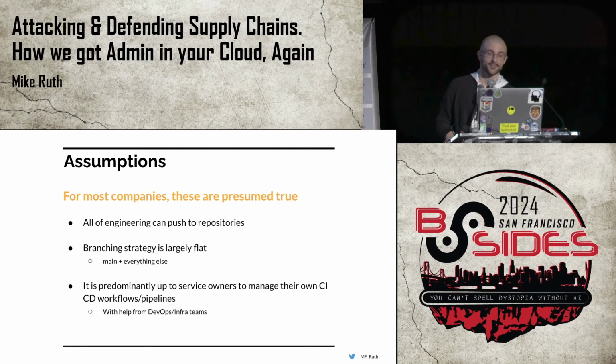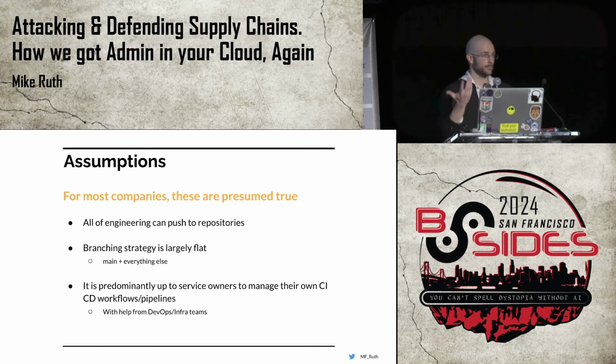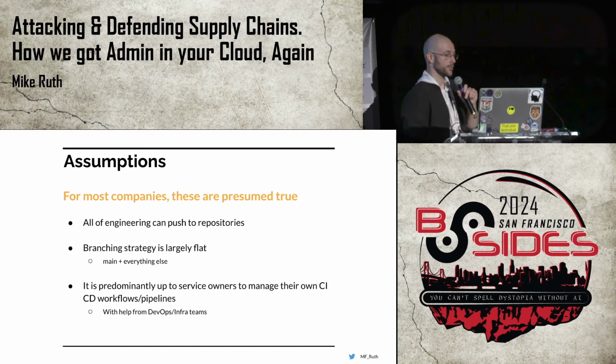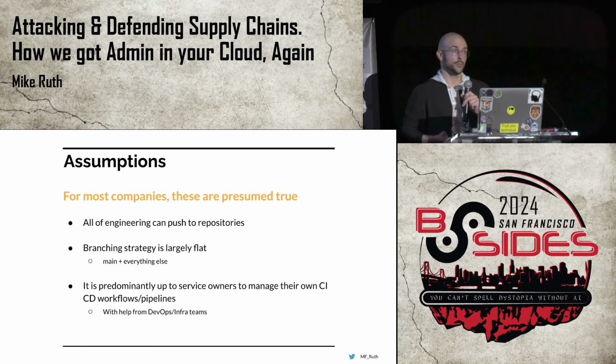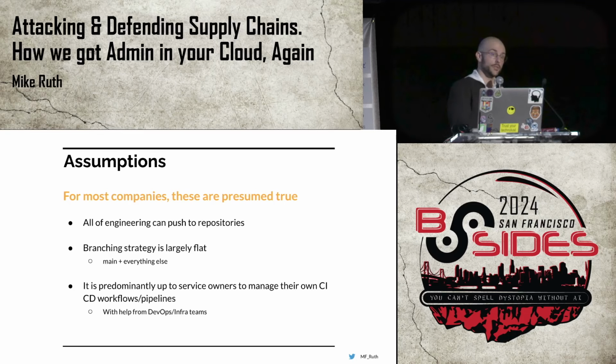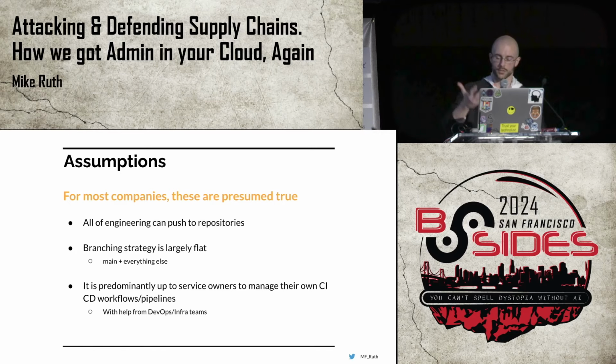All right, second assumption. For most repositories and most organizations, our branching strategy is largely flat. What that means is you tend to have one protected branch, main, for example, and then everything else. So no complex feature branches, just one primary branch, and then some sort of review to push code up to it after a merge. And then the last assumption is that it is predominantly up to service owners to manage their own workflows and pipelines. What this really means is that we are not expecting our infrastructure teams to be performing white glove services for deploying all of these resources. There's an expectation that engineers might need to perform some actions to manage them themselves.